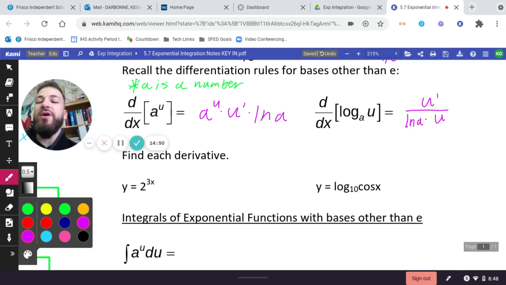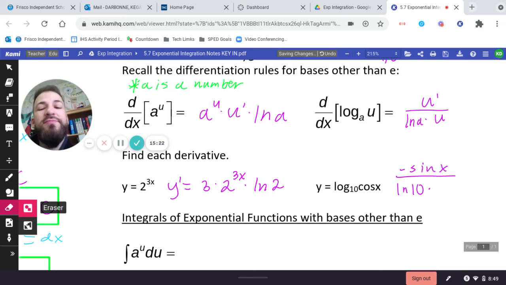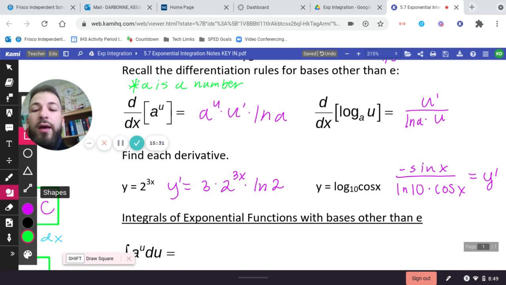So taking our derivatives, if I wanted to find the derivative of 2 to the 3x, y prime would be equal to 3 times 2 to the 3x times natural log of 2. So derivative of 3x, original, natural log of the base. Same thing, y prime of log base 10 of cosine of x, u prime, so negative sine, over natural log of 10 times cosine of x, times the original. So nothing too crazy with those.